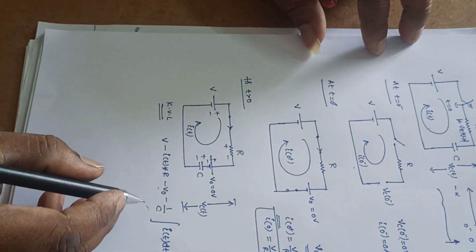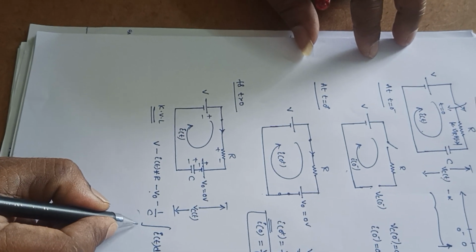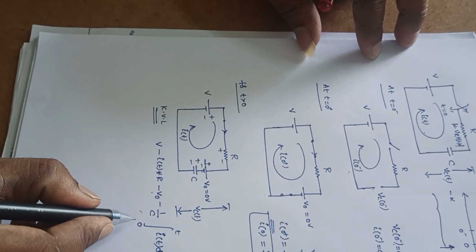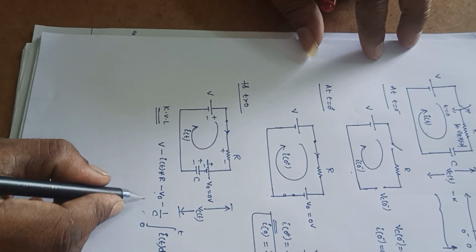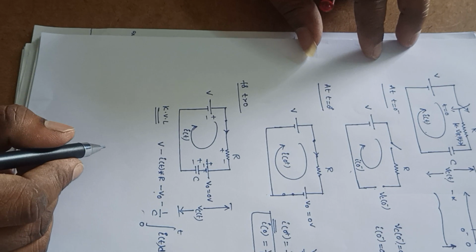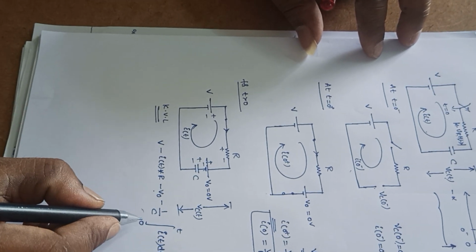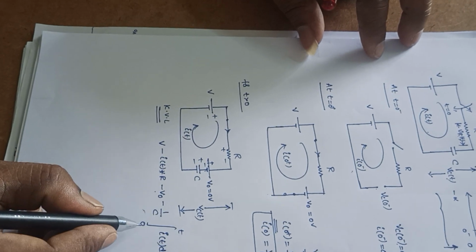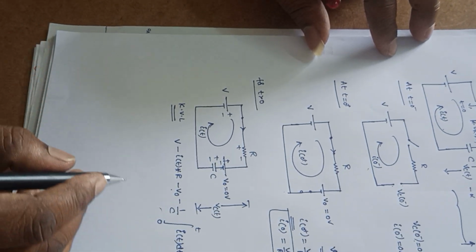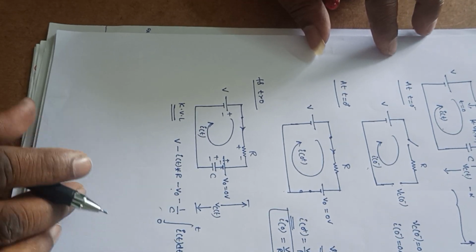If you want to find the integration limits, it is from 0 to t actually. If you want to consider from minus infinity to t, then this V0 will also be in this integration. Right, so it is 0 to t. I already explained this concept in the previous video. If you don't understand this concept, please go through that video.